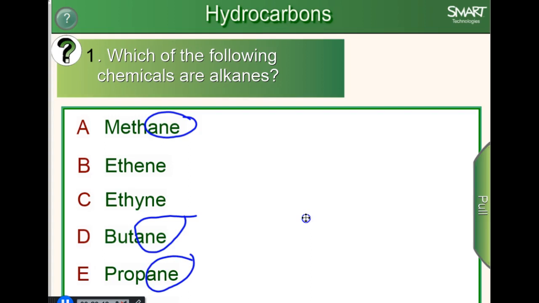How many carbons are going to be in methane? 1. The prefix for 1 is meth. How many carbons are going to be in the structure bute? 4. How many carbons are going to be in the structure prop? Nope. 3. So you need to refer to your prefix chart. Try not to guess, because you might not always be correct.